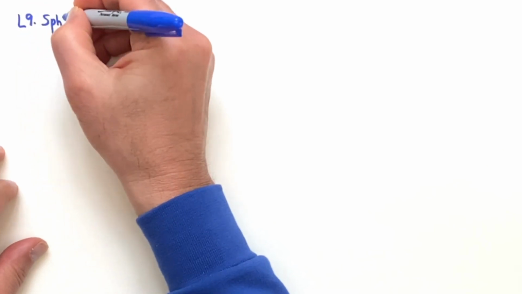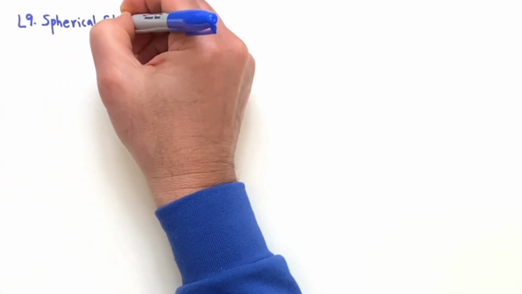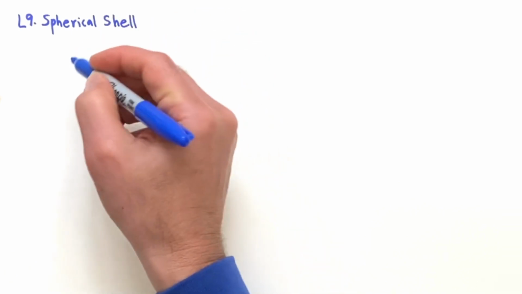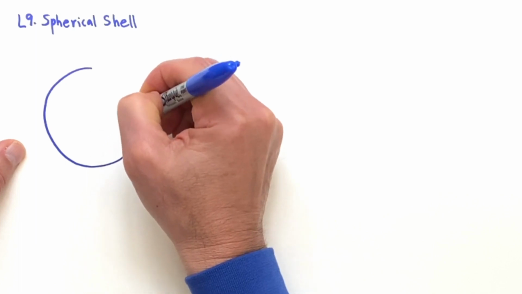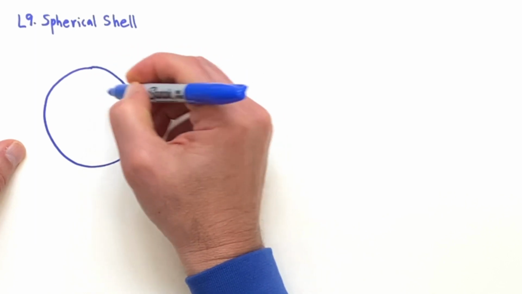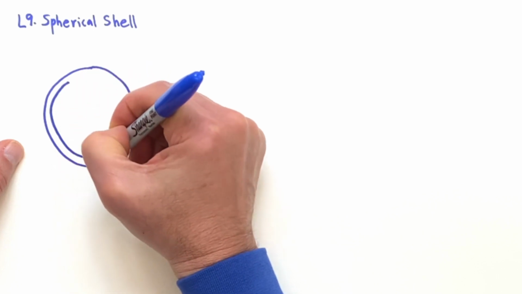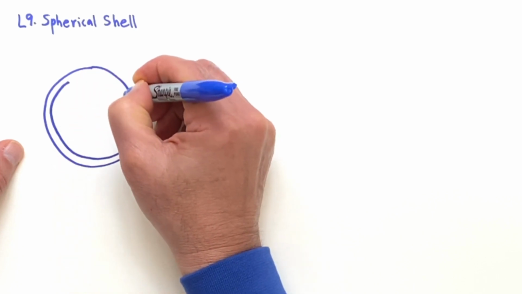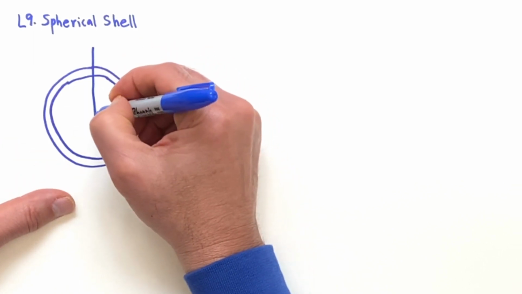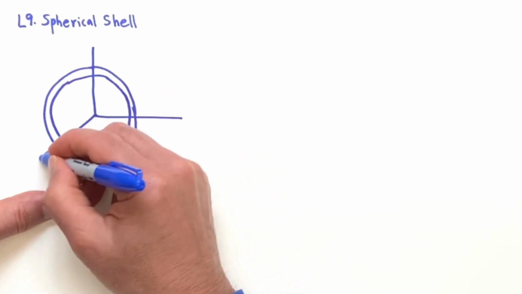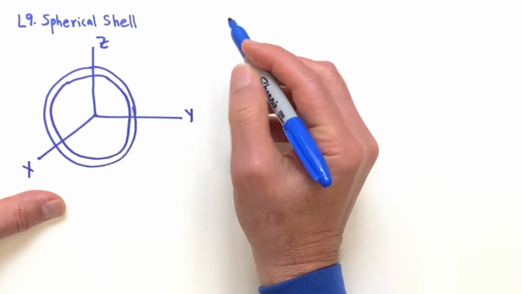The spherical shell. Now for the shell, we're going to have here a thin shell. Let's go ahead and put in our axes here. So X, Z, and Y.